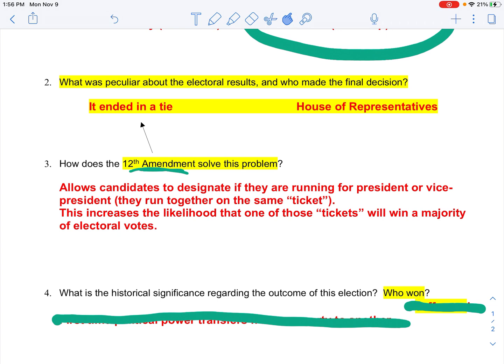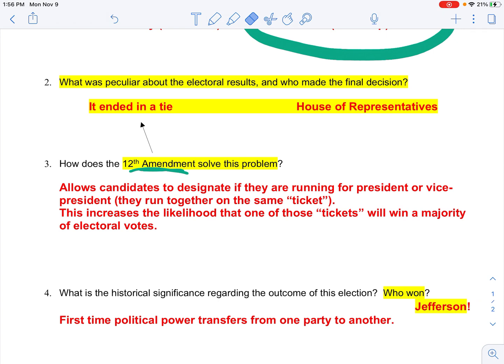Well, not only was it a tie, which doesn't happen very many times in our history, but it is also the first time political power transfers from one party to another, because on that 36th vote in the House of Representatives, they finally did choose Thomas Jefferson. And you'll find out from the Election of 1800 song from Hamilton that Alexander Hamilton actually played a role in this, even though he was not really serving in the government anymore. He's still a leader of the Federalist Party that people look to for advice. And you'll find out in the song how he played a role.